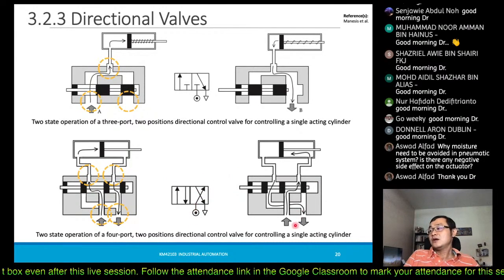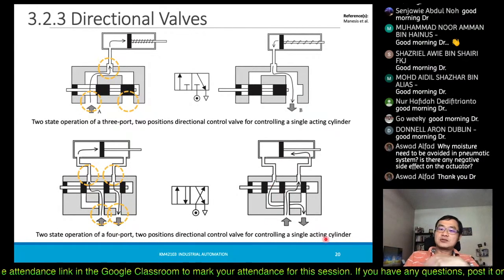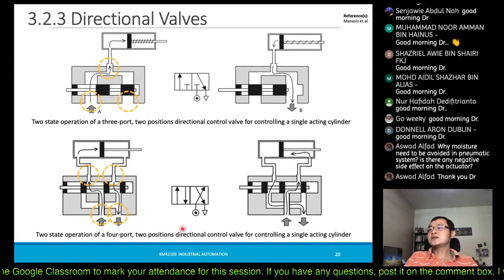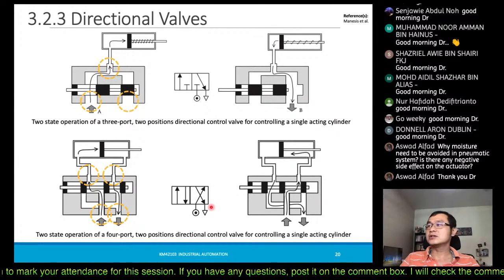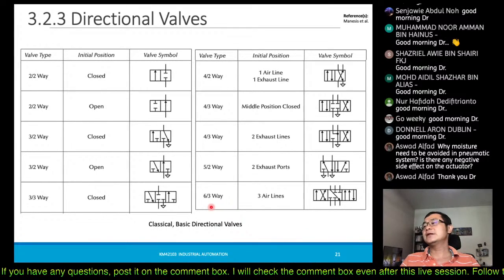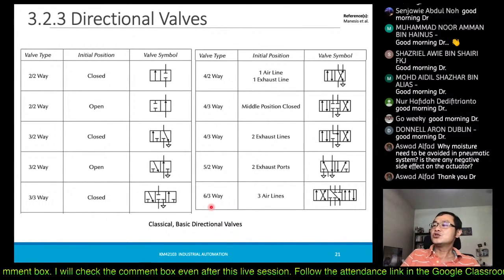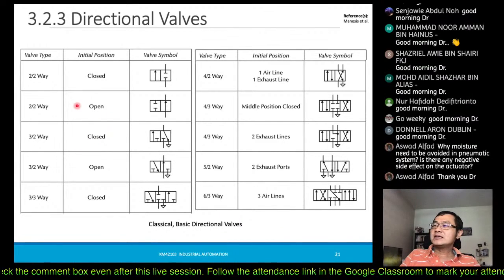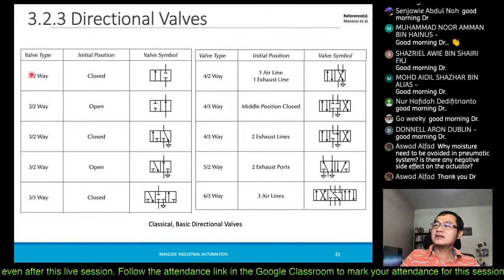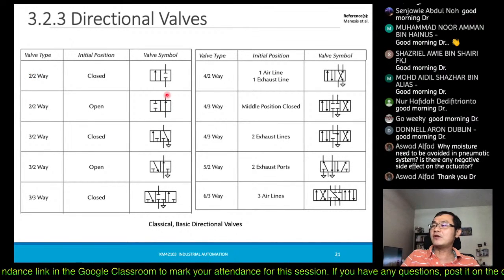So this point crosses to the other side, this one moves across to the exhaust, okay? So it's really represented by these symbols. Here are the common, basic directional valve symbols that we usually use, okay? As we have discussed, the front number represents the number of ports, okay? So the number represents the number of ports, right?